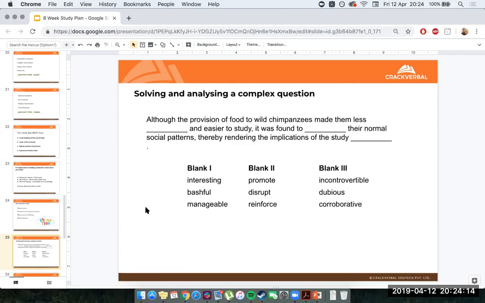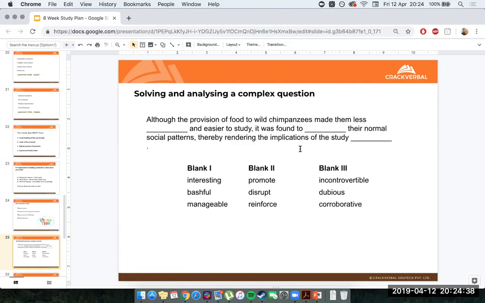Generally, when you start with an "although," you have a switch in tone. So although the provision of food to wild chimpanzees made them less blank and easier to study, although good thing, it was found to blank their normal social patterns, thereby rendering the implications of the study blank. Second part should be something bad, right? So there we go. We know that's the meaning we're trying to communicate. That's what we're looking to put forward.